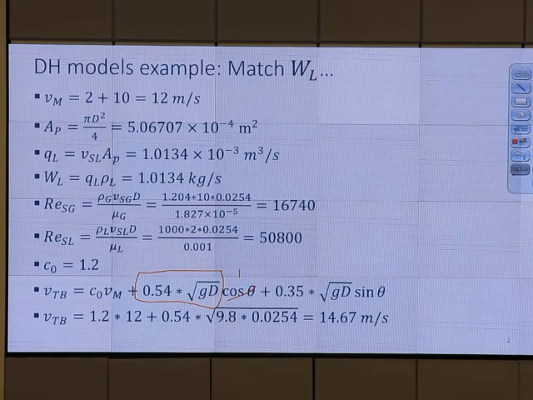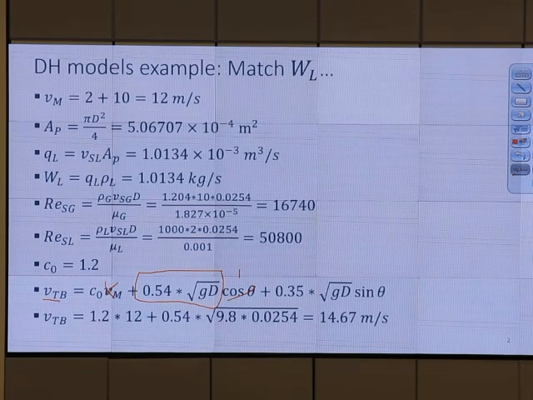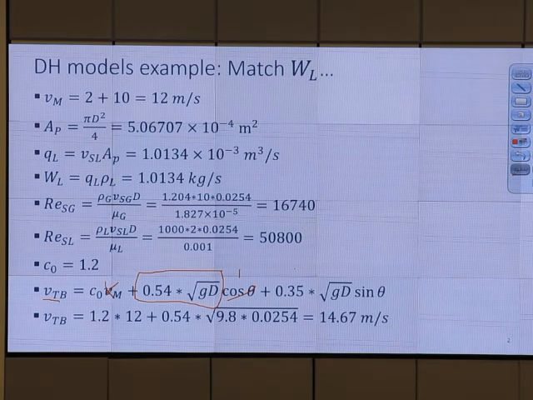When mixture velocity is 0, VTB is 0.454 multiplied by square root of GD. So VTB is some value, it's not 0. Why is that? Because the gas and the liquid still touch each other, so there's something in the middle.